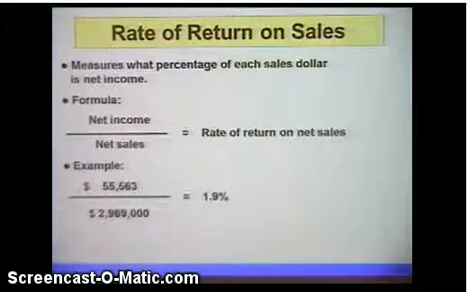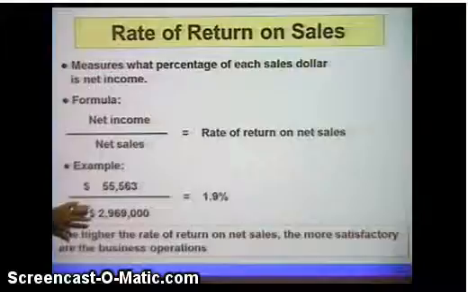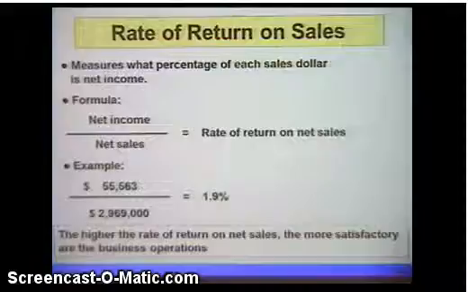Here's just an example. You take your net income and divide it by your net sales, and we got 1.9% rate of return on each dollar. Right? The higher, the more satisfactory. So if you're looking at a company and you do this ratio on that company, you want this to be as high as possible.